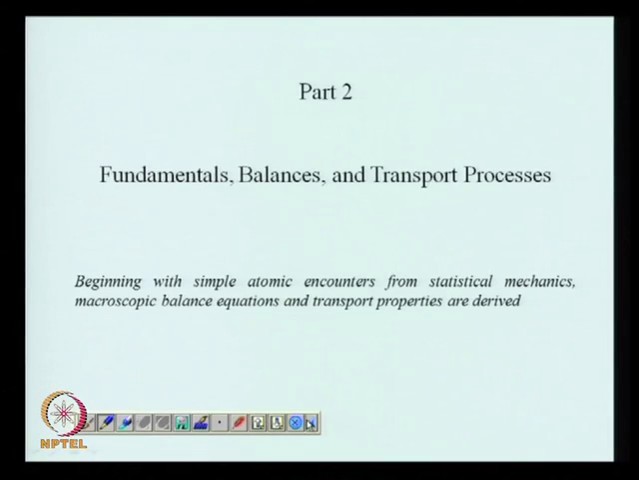Now, we come to part 2 of this course, where we are going to concentrate more on the fundamentals, the balances and the transport processes. The goal is that, starting with simple atomic encounters from statistical mechanics, some macroscopic balance equations and transport properties, we can write fundamental equations that describe the transport processes in micro devices.